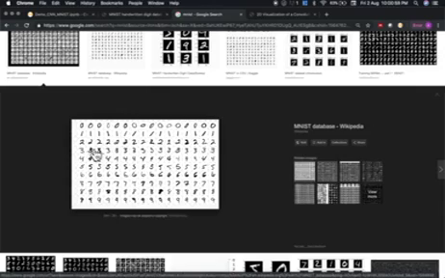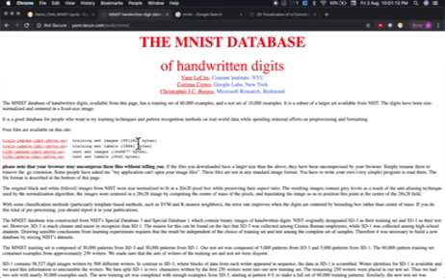Likewise, every digit, the same number, digit 2, can be written in different ways, and they have collected these kinds of images. So this is one image. They have collected all these images, and totally they had around 60,000 images for training the network, and they used 10,000 images for testing whether the network is good or bad, right?